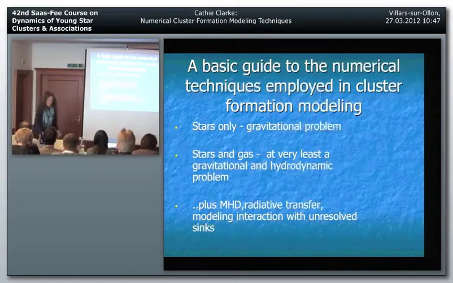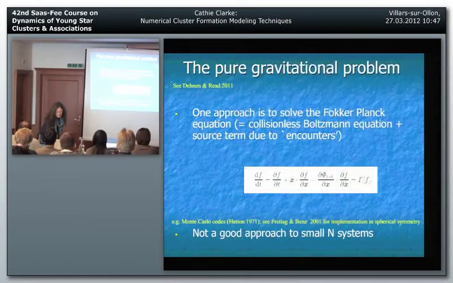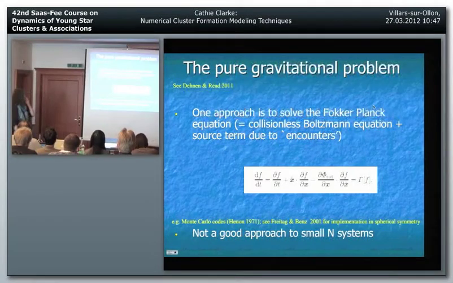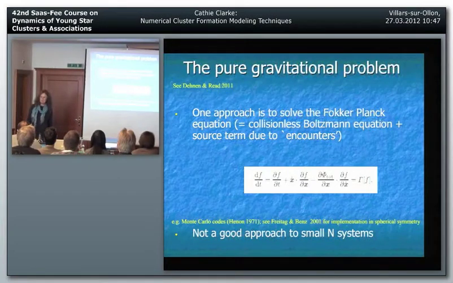We've already heard about the physics of stars only. I will be adding in a number of complications, gas dynamics and magnetic fields, and just reviewing how you might solve these problems. So I've written down the collisionless Boltzmann equation here. It's one way of looking at stellar dynamical problems as being essentially a fluid type problem. You've got stars which are moving in a six-dimensional phase space of real space and velocity space.